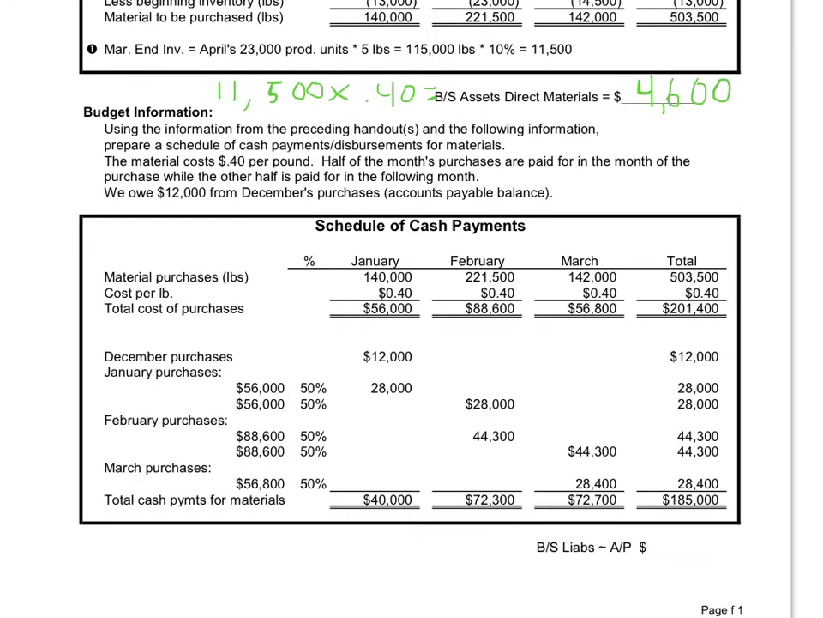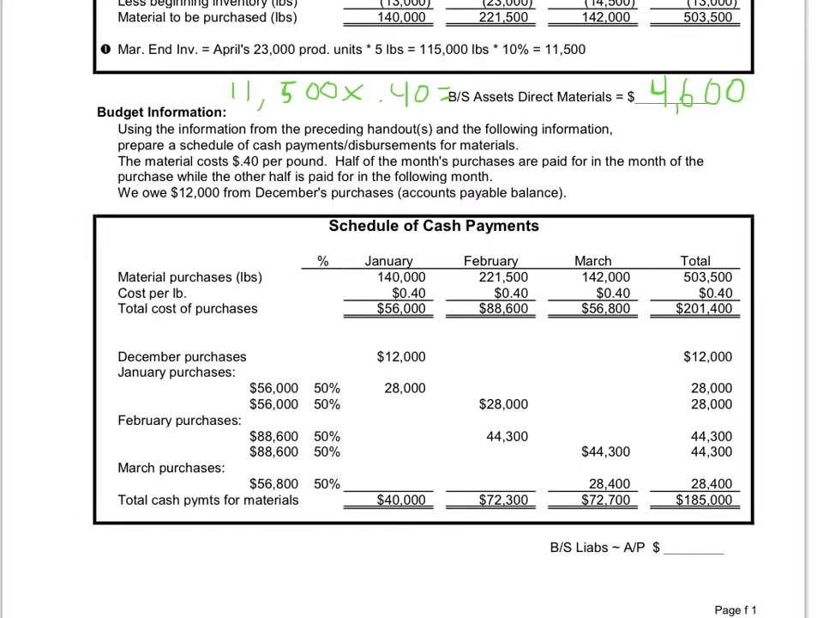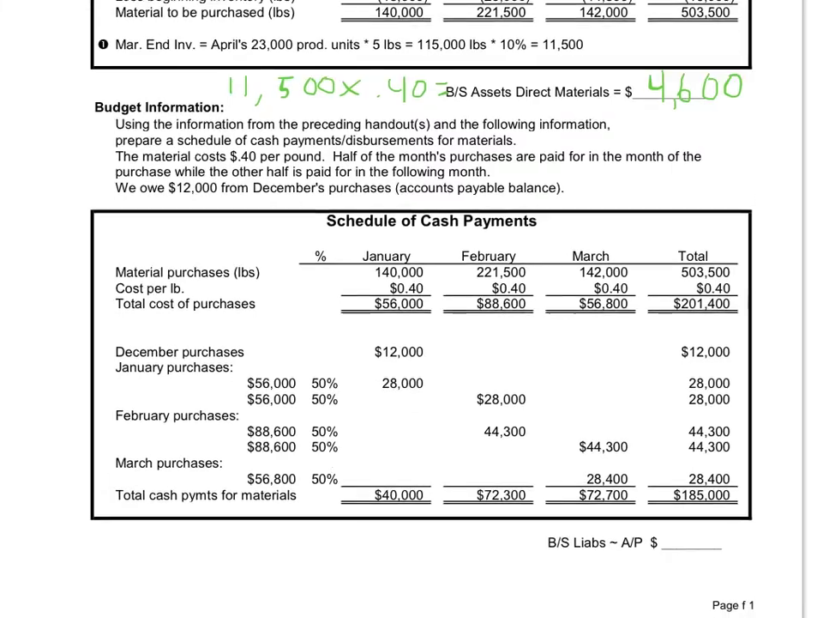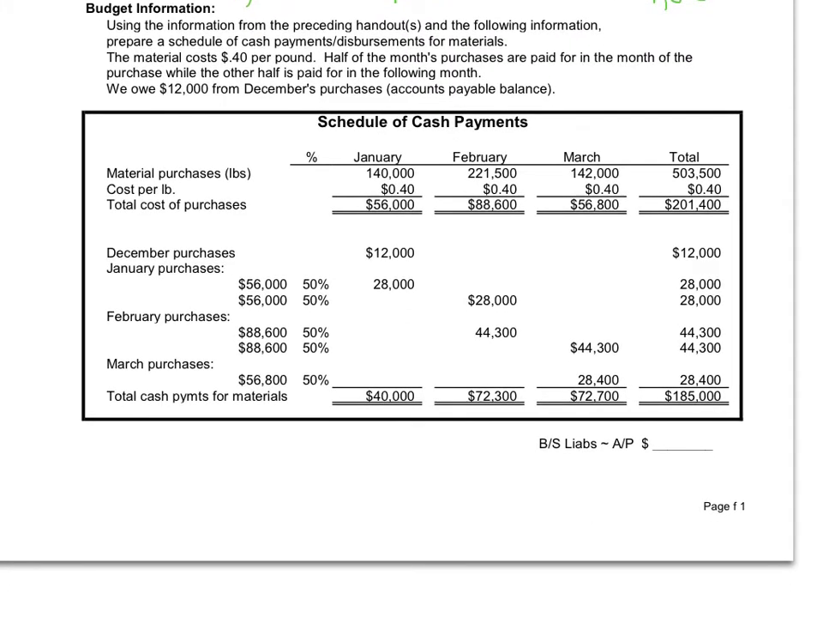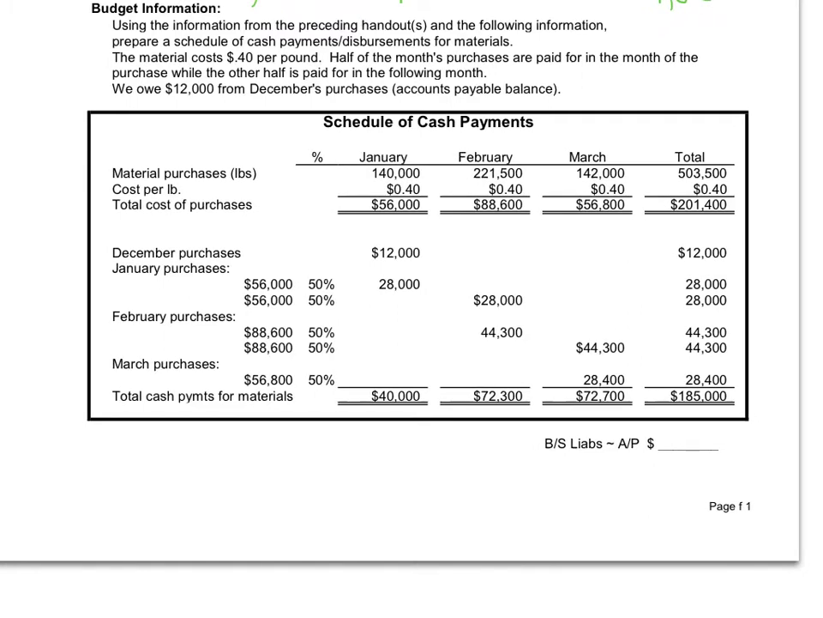So with this information, the material to be purchased, we can figure out what our cash payments for these purchases are going to be. We've just taken the materials to be purchased and carried that down to this schedule right here. Material costs 40 cents a pound, and half of the month's purchases are paid for in the month of the purchase, while the other half is paid for in the following month.